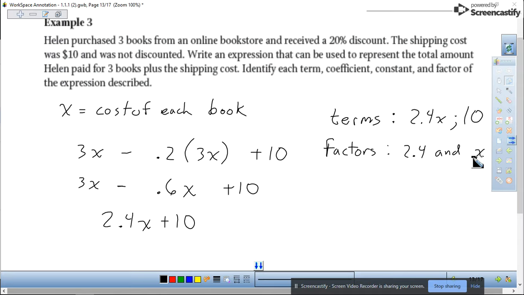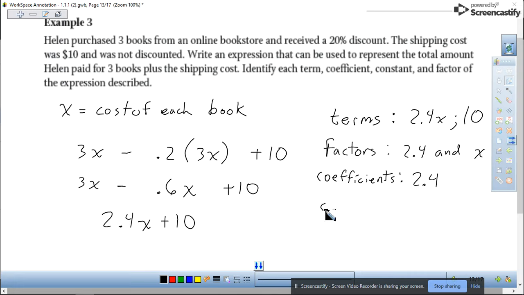Now, there can be multiple terms that each have factors, but in this example, we only have that one term that has multiplication in it, so only 2 factors. Okay? The next thing we want to look at is coefficients. All right, again, coefficients relate to variables. Specifically, what number is being multiplied by a variable. So in this case, we only have the one variable, the x, and the number that's being multiplied by that x is the 2.4. Okay, so that's your only coefficient in this problem.